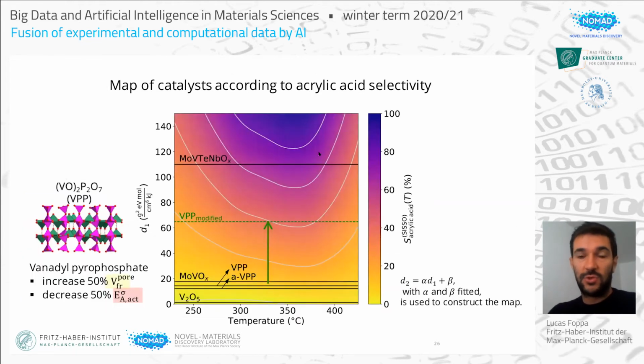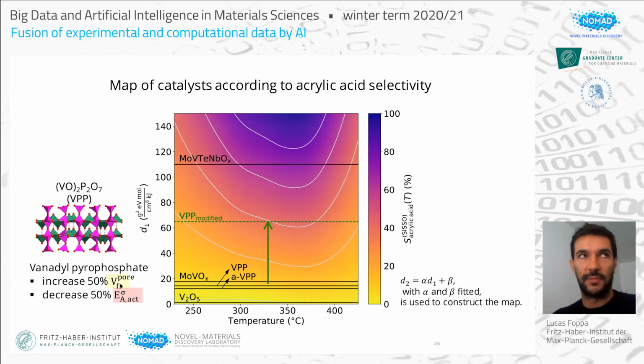Well, once we have understood what is important, we can now use this map to imagine new catalysts. For instance, we can imagine how we could modify the catalyst of the data set to get a better material. And here I'm showing an example of this VPP catalyst, which is a vanadium pyrophosphate. We could imagine increasing the pore volume of this catalyst and decreasing the activation energy of conductivity.